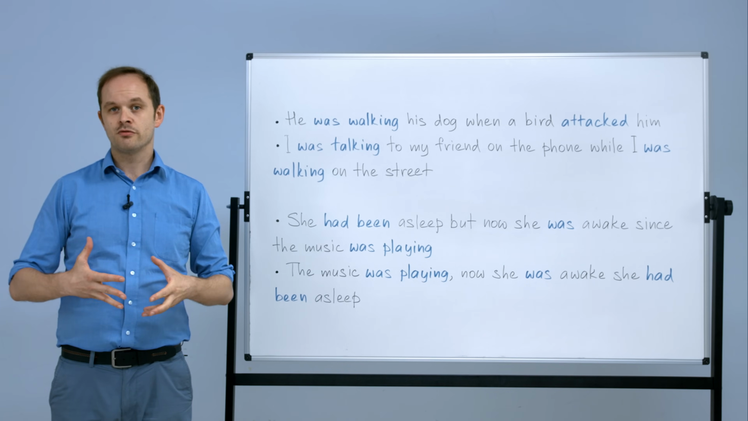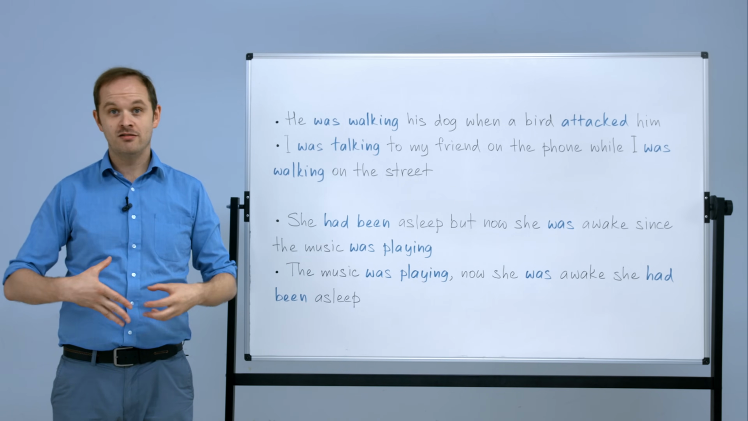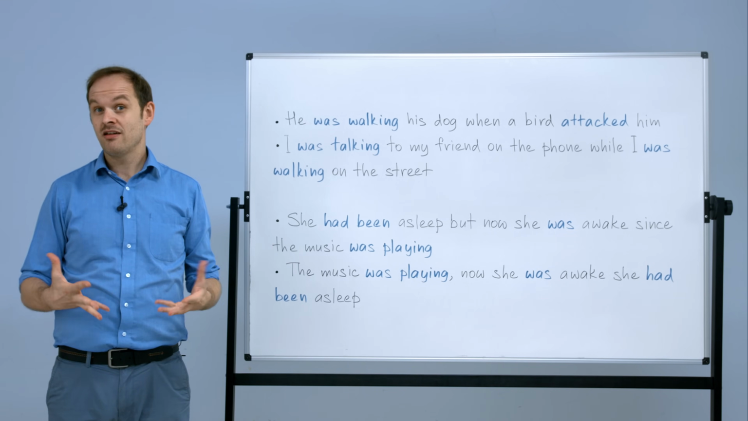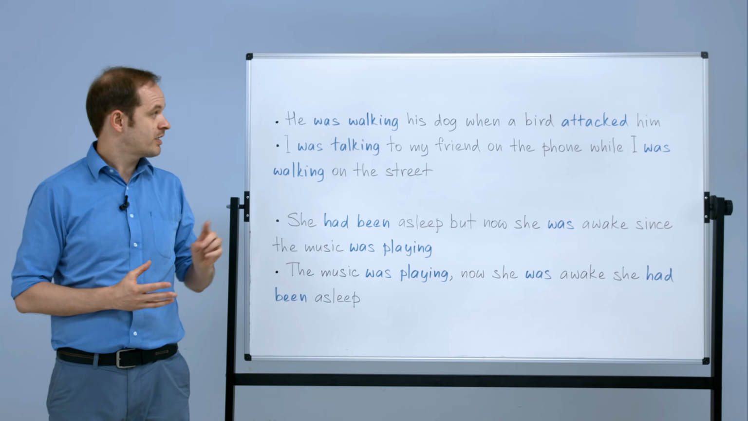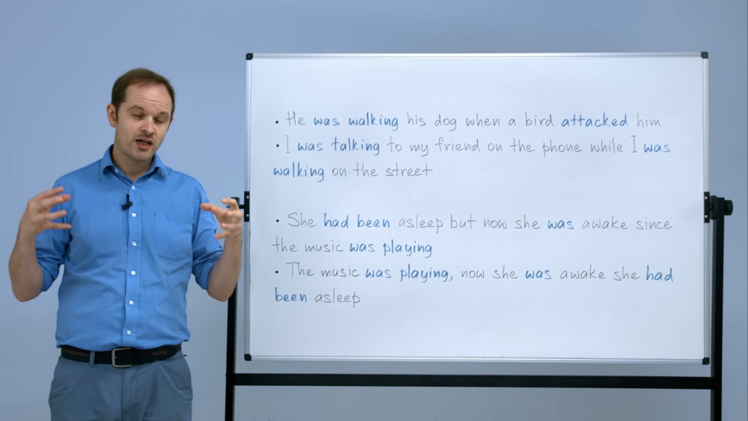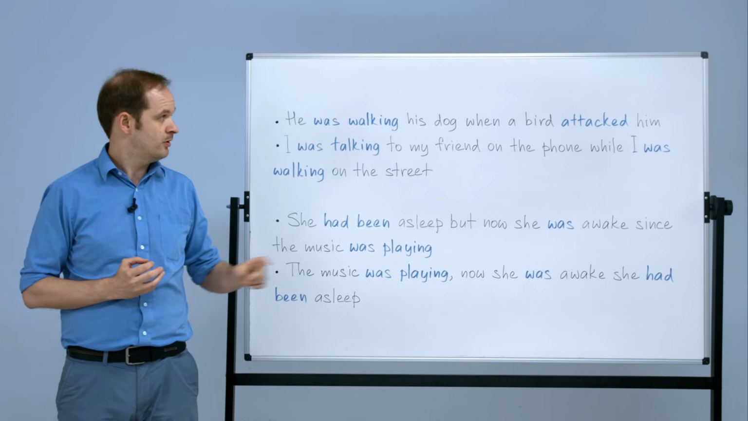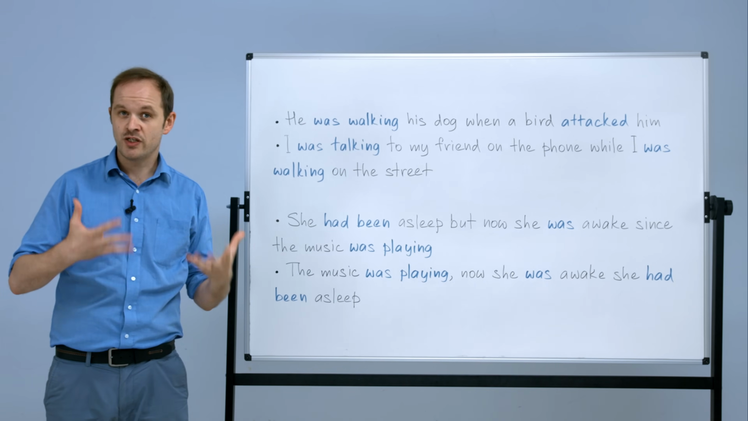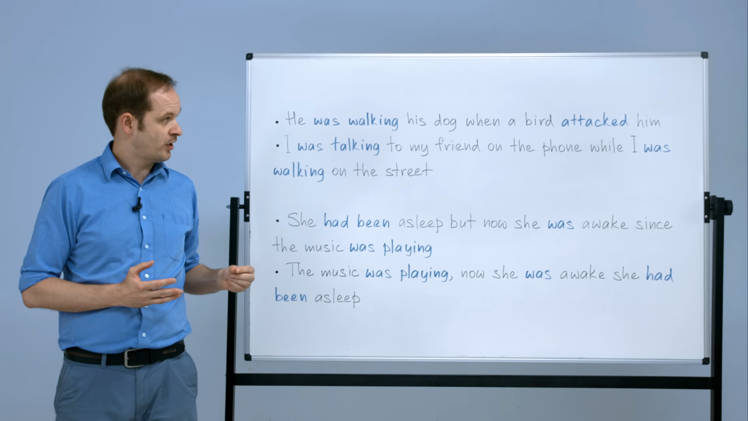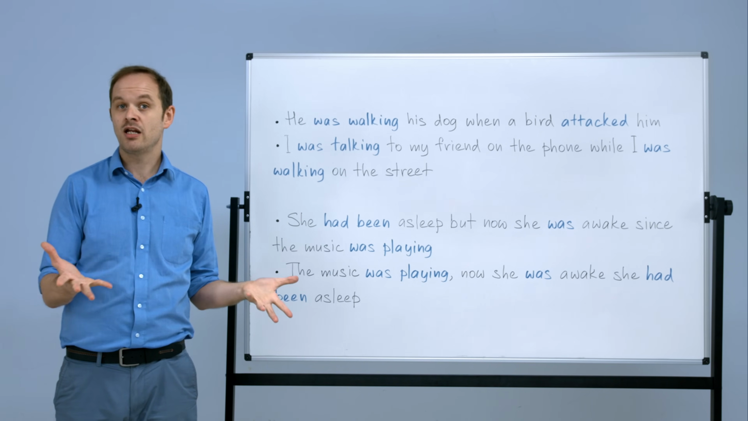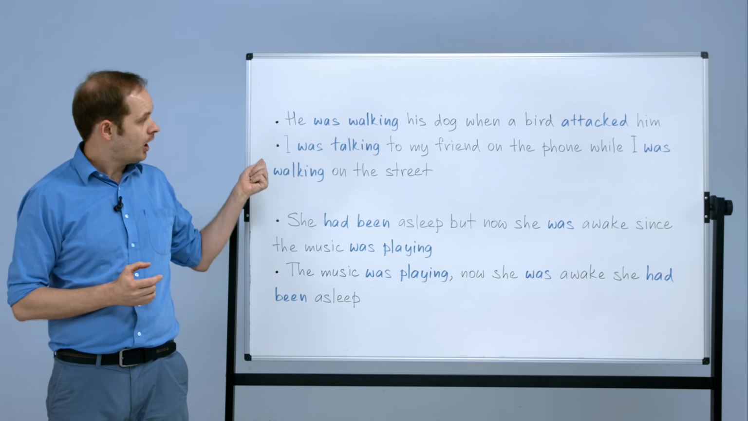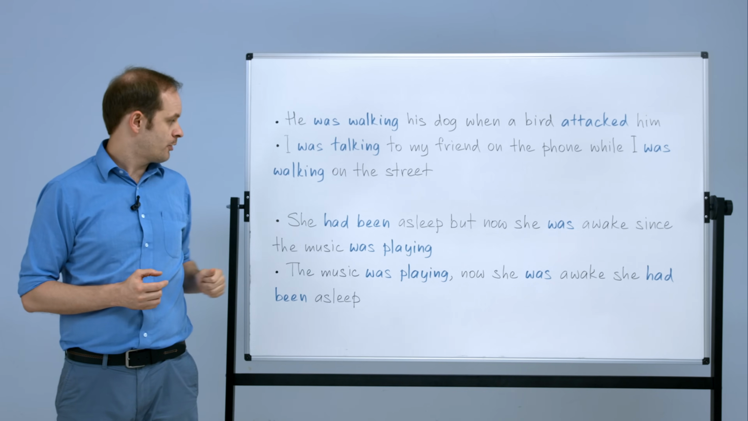Something else that can give your stories more accuracy, more detail, told in a better way, is using the past continuous and the past simple together in a more accurate way. For example, he was walking his dog when a bird attacked him. So here we're combining the past continuous with the past simple by using when. And in this case, we're using when to describe an interrupted activity. So this person was walking his dog when a bird attacked him, meaning he wasn't walking anymore because a bird was attacking him.